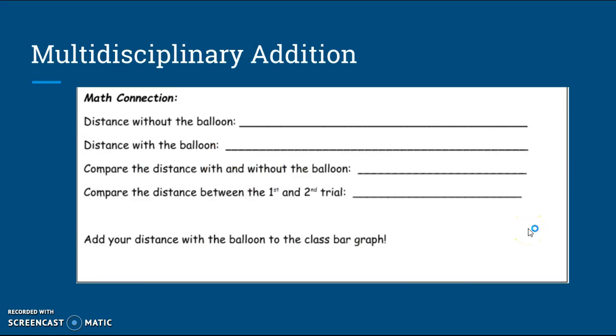Then I'm going to add in this year a little bit more of a math connection where they have to obviously write down their distances. We are going to do it with and without the balloon to really discuss the amount of friction and if they are reducing friction. Then they have to compare those distances and then compare the distances between the first and second trial with the balloon. So that brings in some subtraction there, and it could be subtraction of fractions as well, depending on how in-depth we go with our measurements, how specific we are.